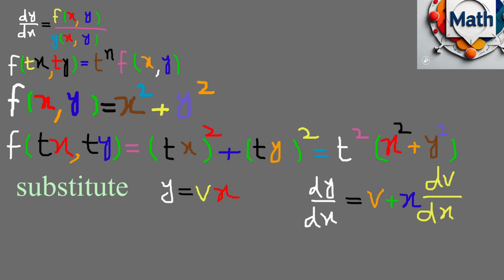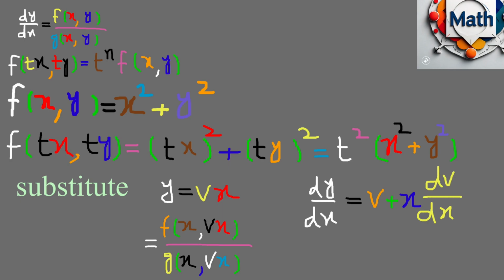The equation becomes v + x dv/dx = f(x, vx)/g(x, vx). Rearrange the resulting equation to separate the variables v and x.